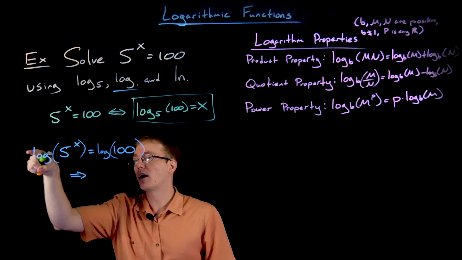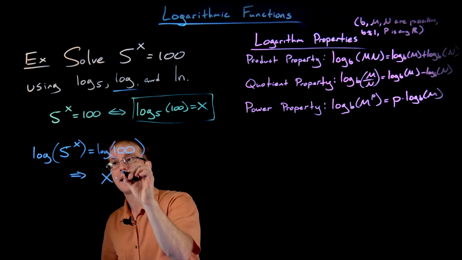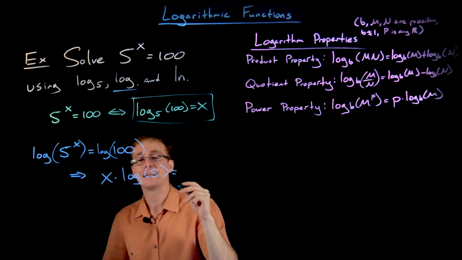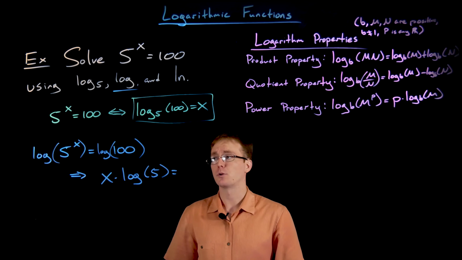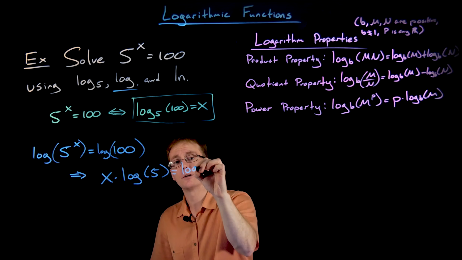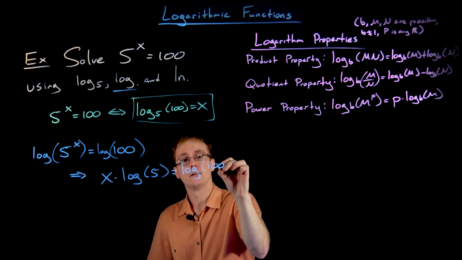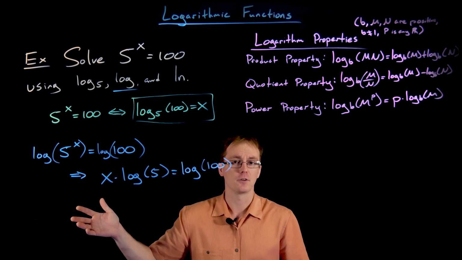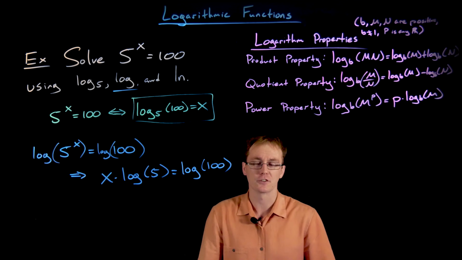X is now going to be brought out front as a factor, and so we can rewrite our left-hand side as x times the natural log of 5, and that's still going to be equal to the common log of 100. I think I misspoke there and said that was the natural log of 5. That's just because I use the natural log so often.